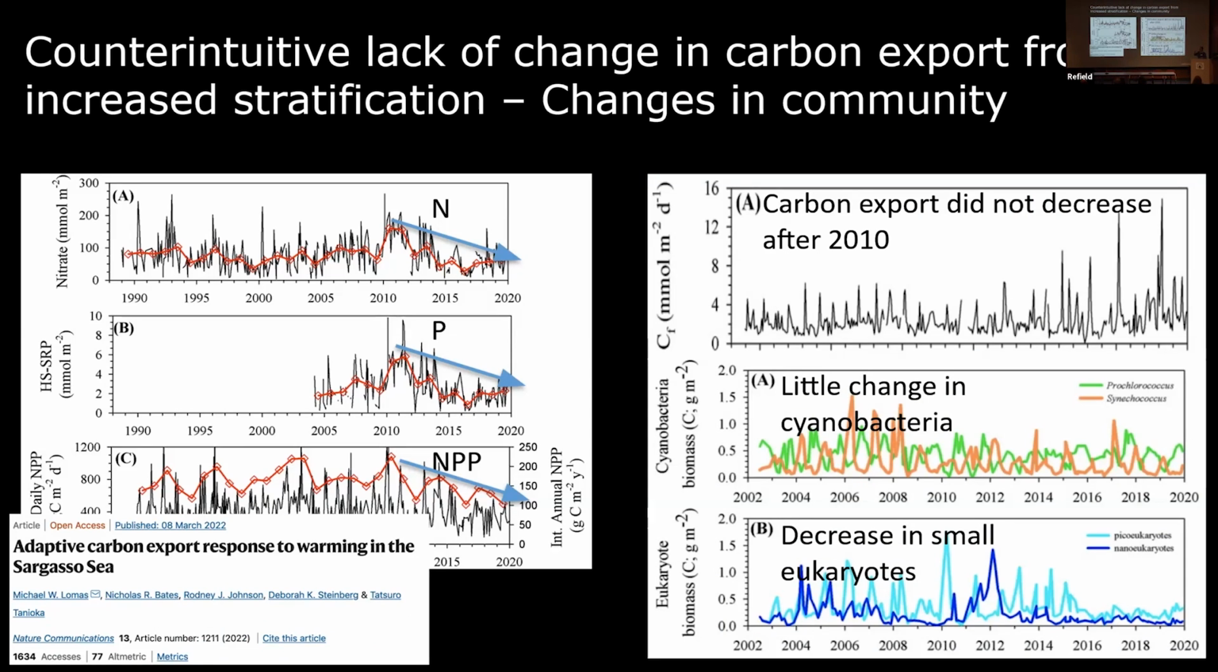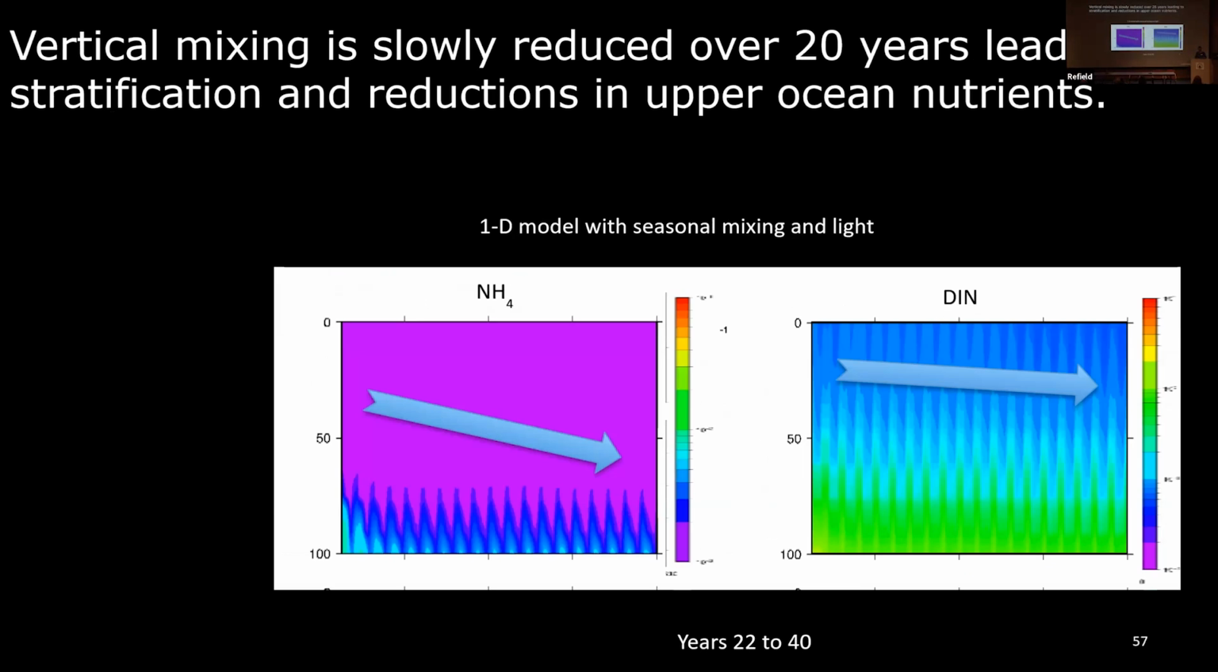Counterintuitively, and I think this is important for this club, carbon export didn't change in response to these trends. That's pretty surprising, and they attribute this to changes in the community structure, in which there was a strong decrease in the small eukaryotes. And I thought, well, can we model this?